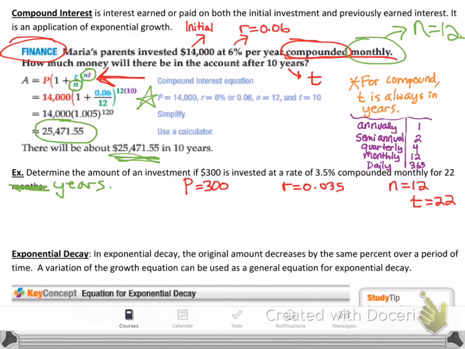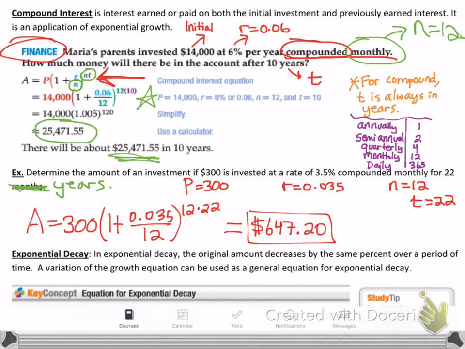So I labeled all the variables that I was given, and all I'm going to do is plug this into the compound interest formula. There's my formula. So I'm going to do the order of operations. I have to do parentheses first. Within my parentheses, I have to divide and then add, and then I do the exponent, and then I do my multiplying by 300. And my final answer, once I do that, is $647.20. And so that's what we get for our compound interest when we put in $300, leave it for 22 years, and then we come back to it and we get $647.20.